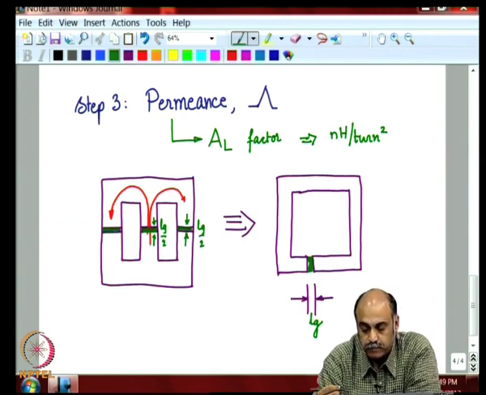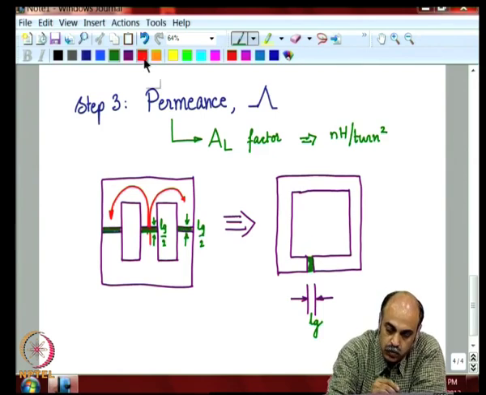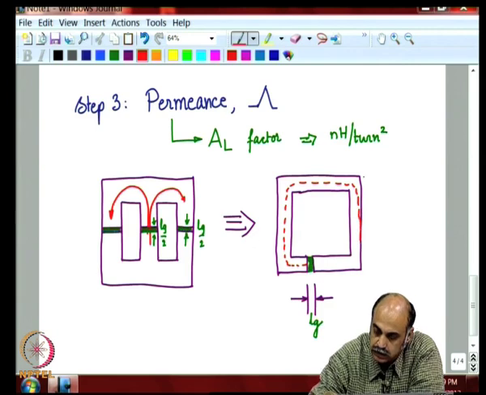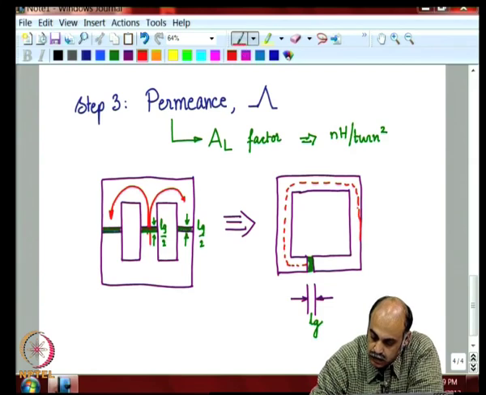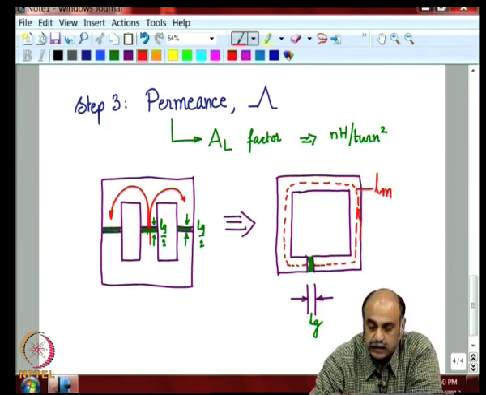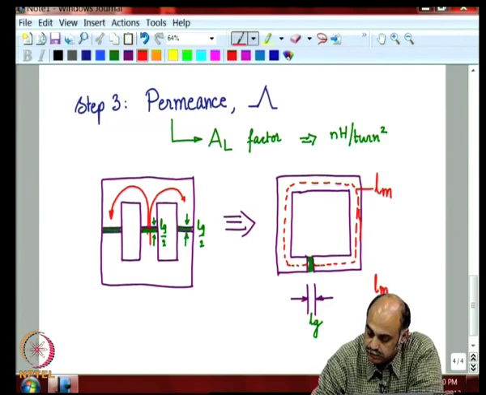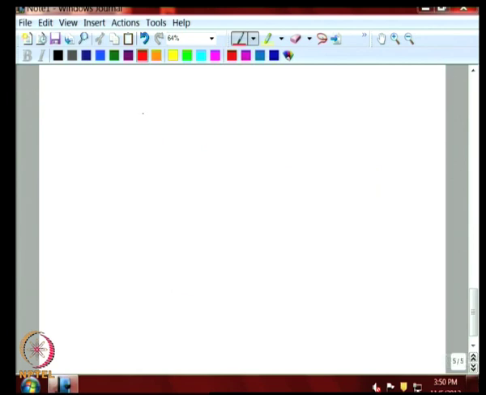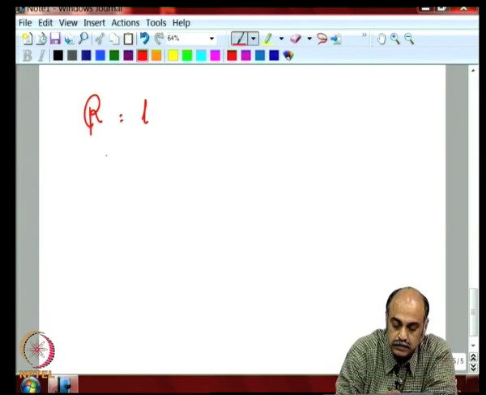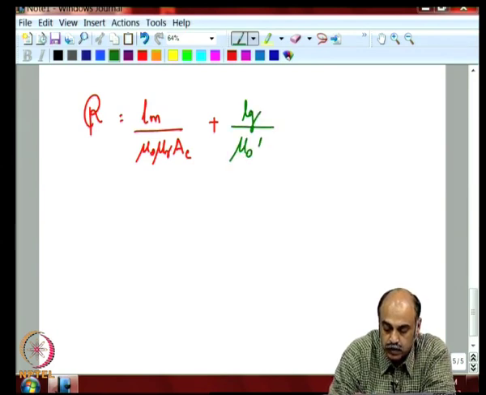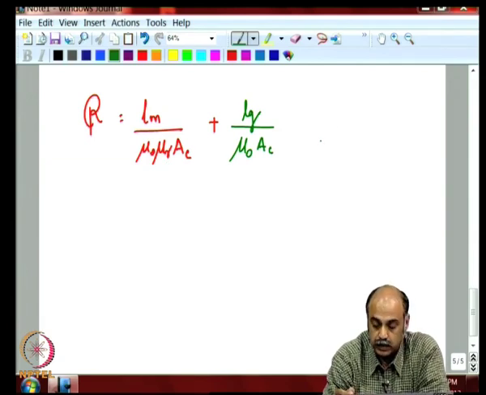Now, if we have a core cross section like that, and let us say this whole length starting from here up to here in the magnetic core, we call that Lm, then the total path is Lm plus Lg, and the reluctance is Lm by mu naught mu r AC plus the air gap portion Lg by mu naught AC, because the relative permeability for air gap is 1.